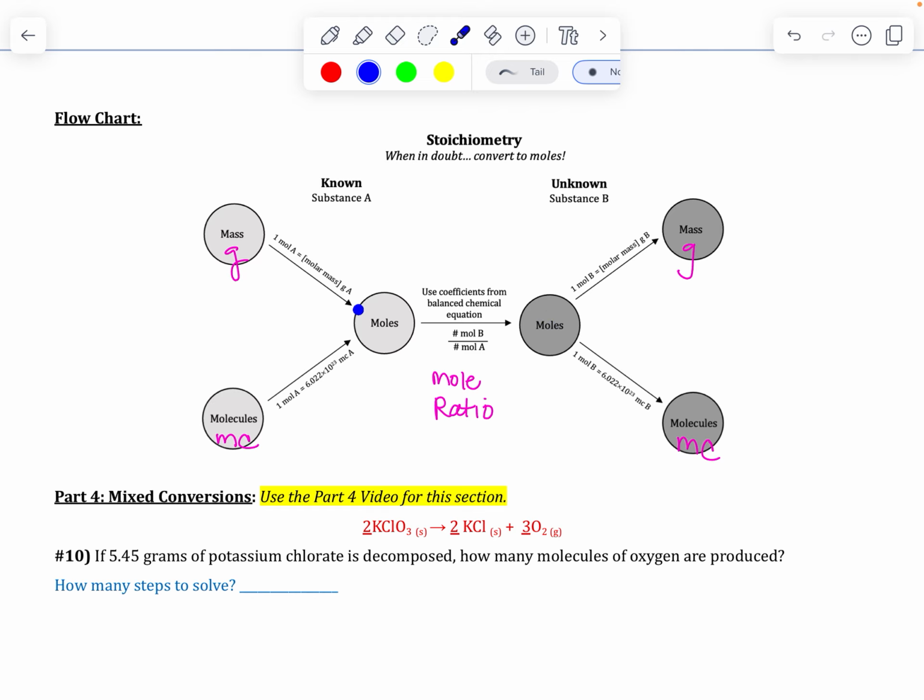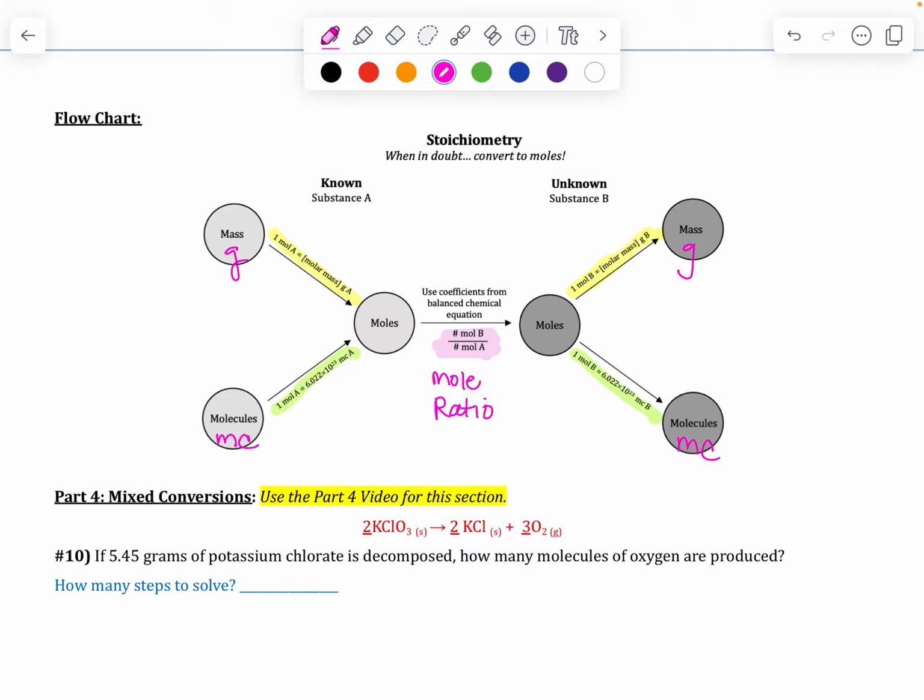And so we can use this kind of flow chart to help us guide what we're doing. With this, we really only have our 2 conversion factors still. 1 mole is molar mass. That was the first one, and then mole to molecules. And then we had added on at the beginning of these, writing that mole ratio.